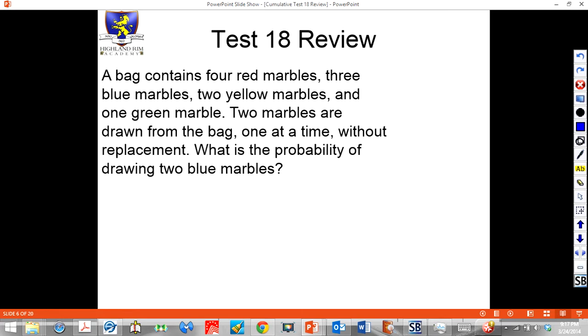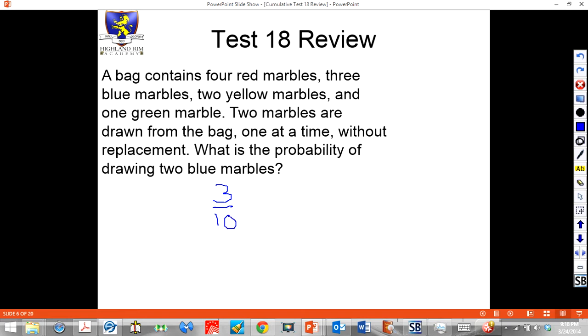Now, we got another probability question here, and this is a bag contains 10 marbles, 4 are red, 3 are blue, 2 are yellow, and 1 is green. And the question is, if you're going to take 2 marbles out of the bag, one at a time, what's going to be the probability that you get 2 blue marbles? So the first time there are 10 marbles, and 3 of which are blue. So the probability the first time is 3 out of 10.